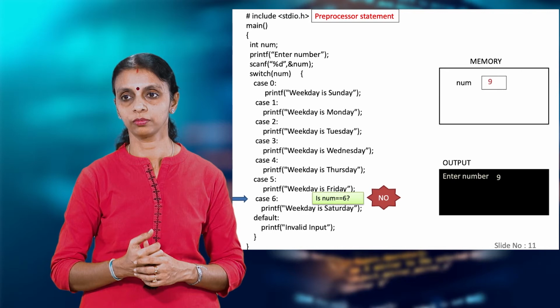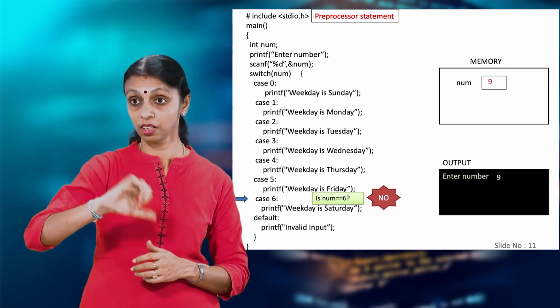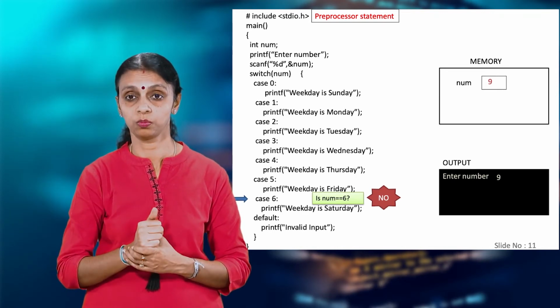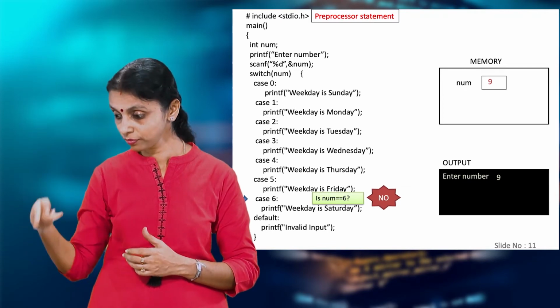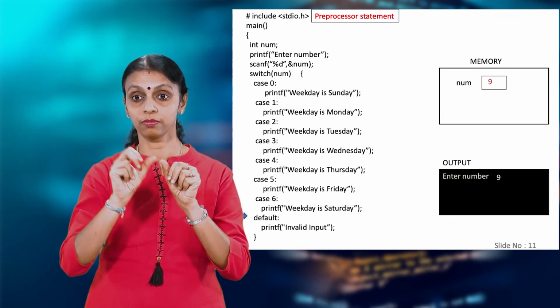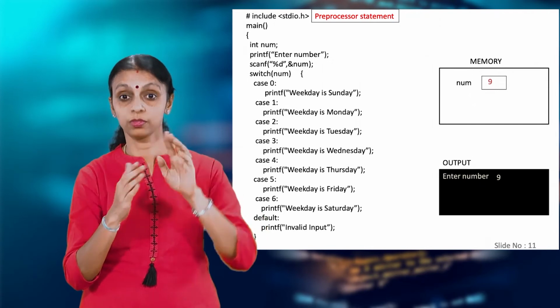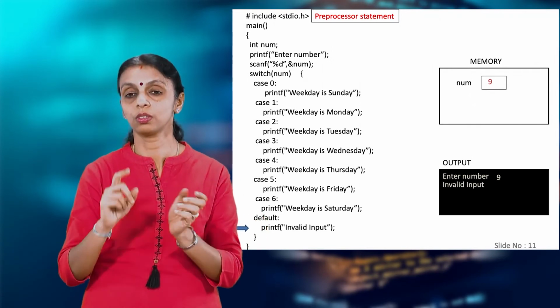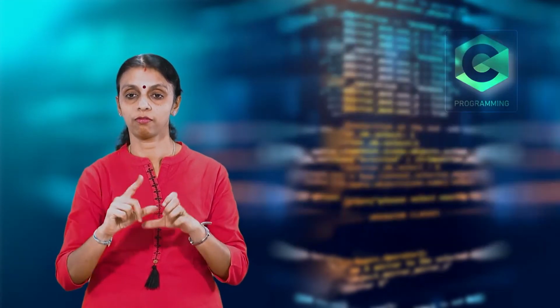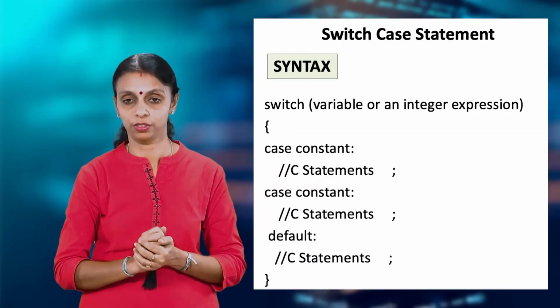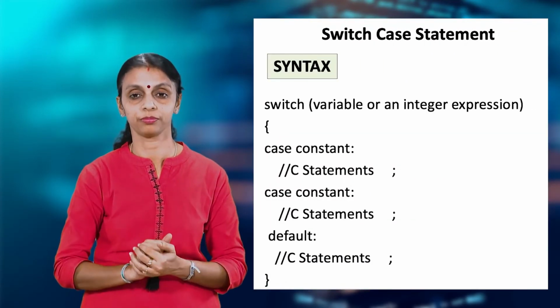No case matches 9. So, it will run the default block and prints the text invalid input. So, this is the syntax of switch case.